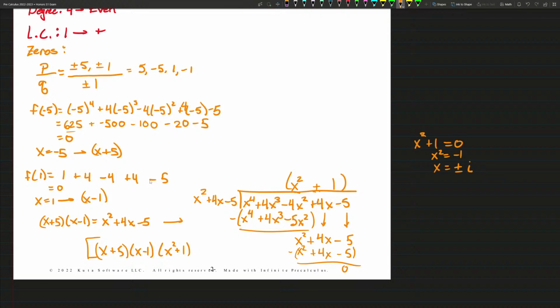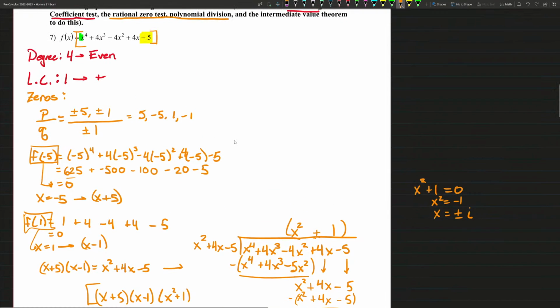Do we have to write out us plugging in the numbers to see if it equals 0? No, you do not. If you just do f of negative 5 is equal to 0, that's fine. I just need to know you plugged it in correctly. Okay, same thing here. So we get x equals plus or minus i. We're not worried about that because we can't plot that on a graph. So we know we have two real zeros, which is great because that's all we should have.